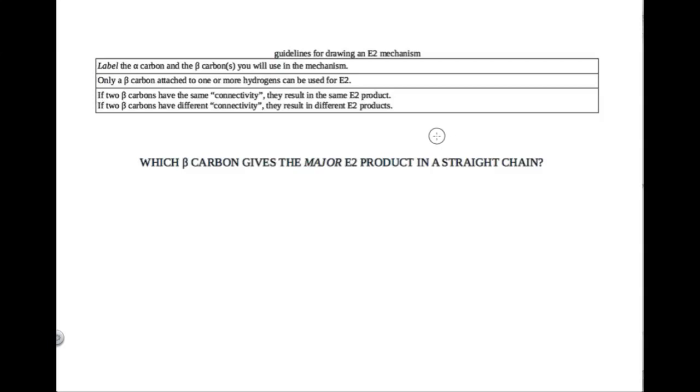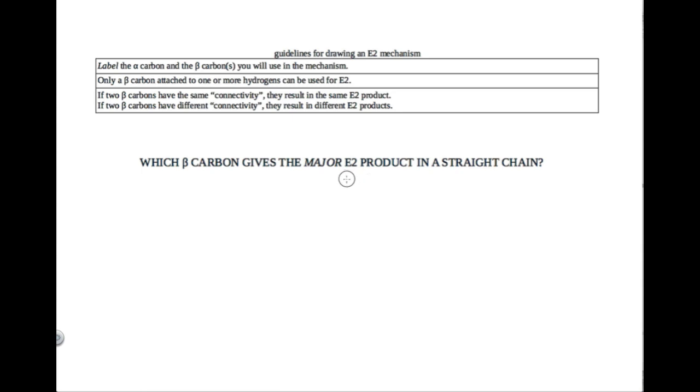In the previous video, we saw that when the substrate has multiple beta carbons, an E2 mechanism can give you more than one product, different products for different beta carbons. But that raises the question, which beta carbon would give you the major E2 product and which would give you the minor E2 product? Well, that's an issue that we're going to discuss in this video.